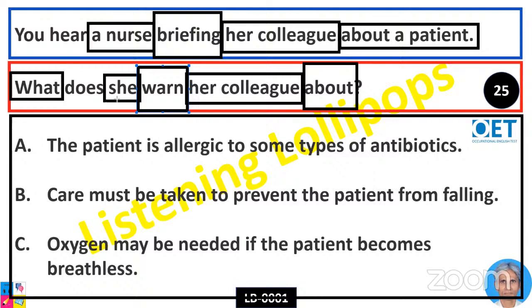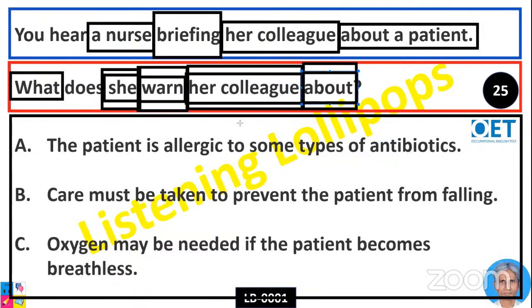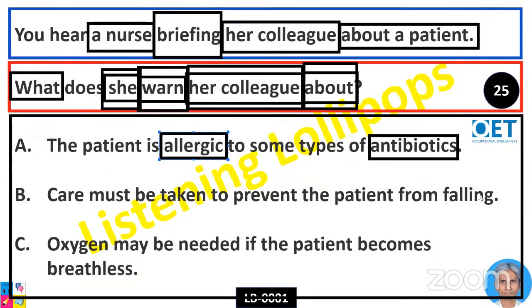She is warning her colleague about what? Is she warning about antibiotics and related allergy? Antibiotics are the problem here because he or she is allergic. Some types of antibiotics are a problem. So antibiotics, that is number one.